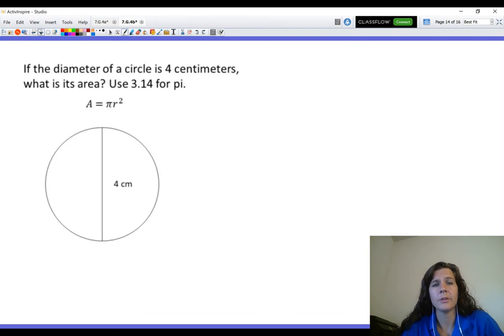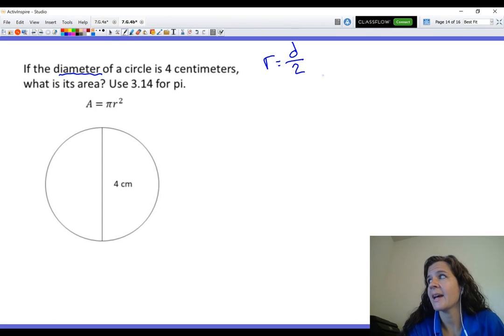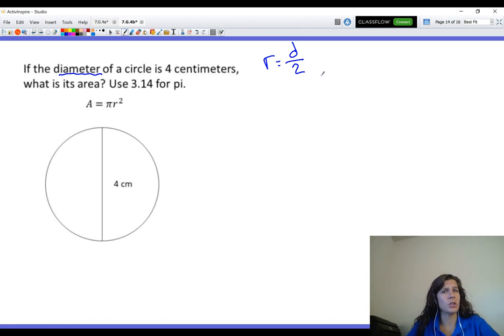Okay, here's another one. I want you to try it on your own. But on this one, I gave you the diameter. So you've got to remember that radius is diameter divided by 2. It's half of the diameter. So give it a shot, and we'll come back together in a minute and work it together. Okay, if you're not done, go ahead and pause your video and finish it up. And then when you're done, restart, and we'll go over it.